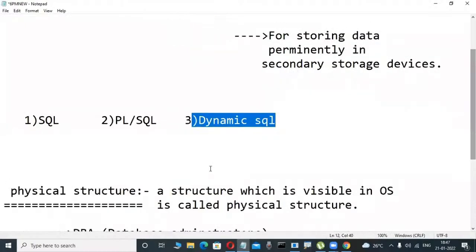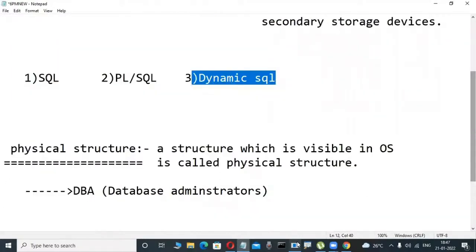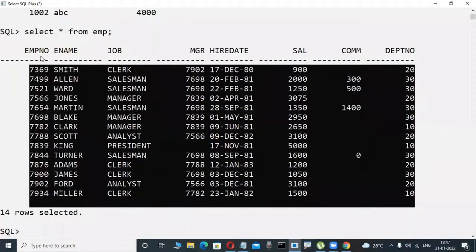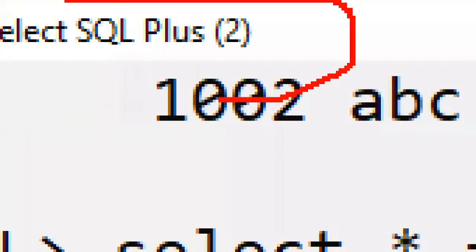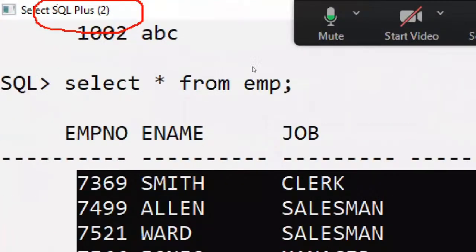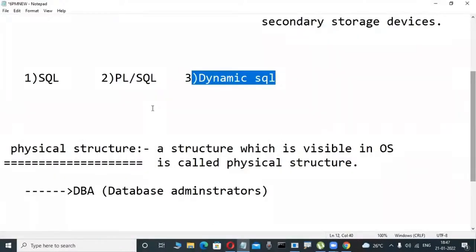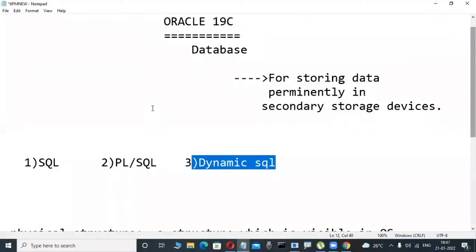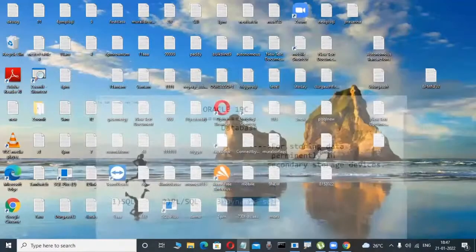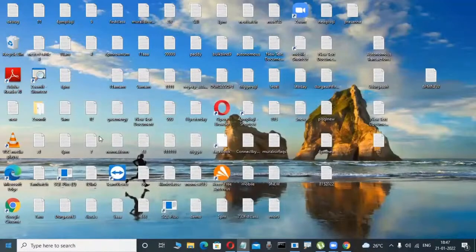But unfortunately, another thing is there in my system here. SQL Plus is there. What is this one? This is a tool, called a client tool. If you want to connect to the Oracle database, then we use a client tool. SQL Plus is a default tool. Whenever I'm installing the Oracle software, automatically the tool is available.